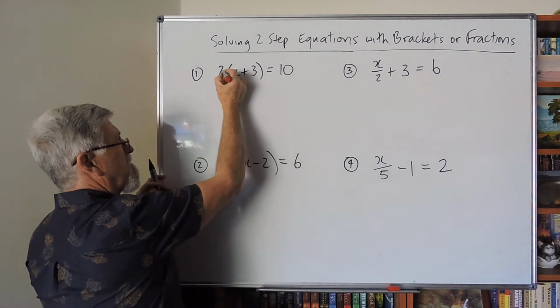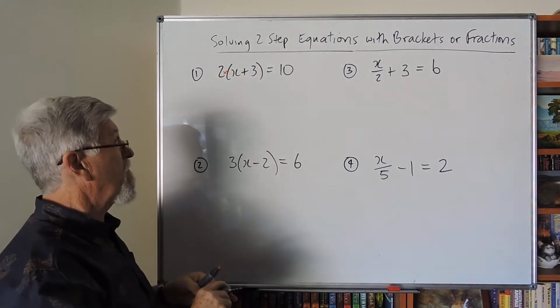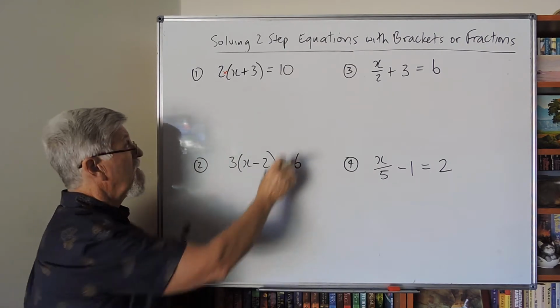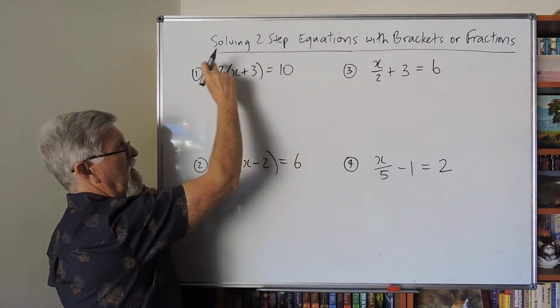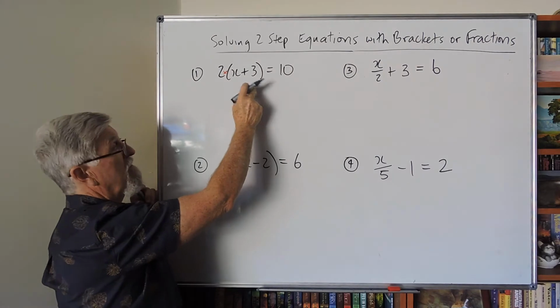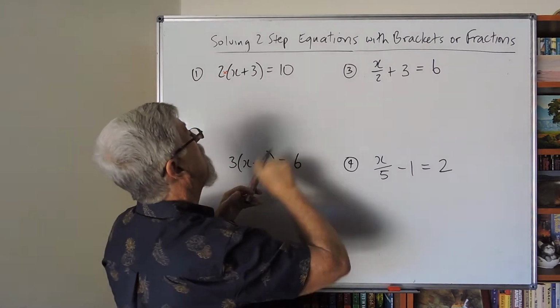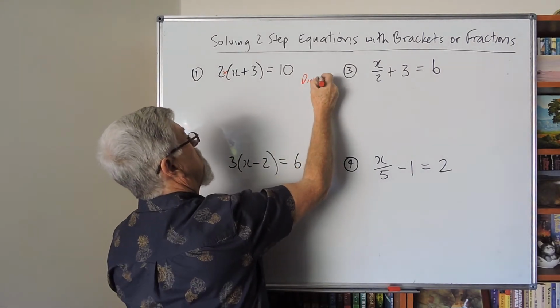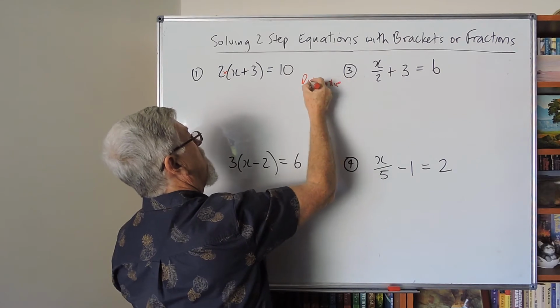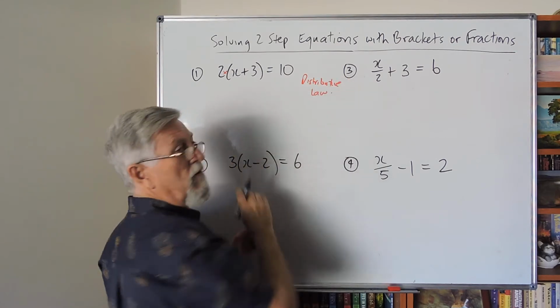In between that's a multiply. Hopefully you've learnt before when we expand brackets, we go 2 times x and we go 2 times 3. So that's called the distributive law. Don't really need to know that it's a distributive law, but we're distributing the 2 onto everything.